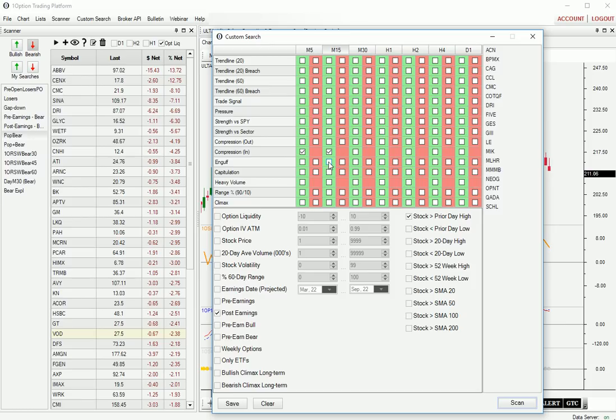If the move's big enough, it might even be one where I want to buy some out of the money weekly calls on it. So there's so much. I'm going to continue to do some videos and show you all the benefits of it. In seconds, you can find really, really good trades.